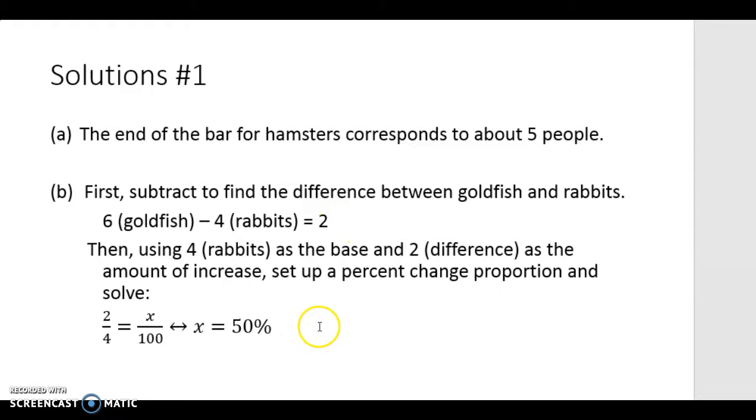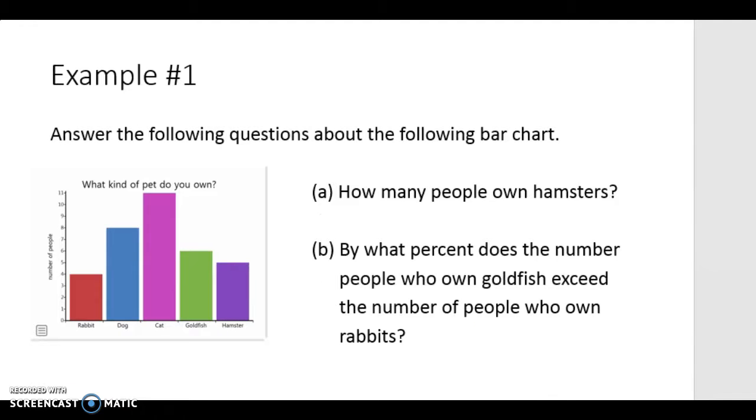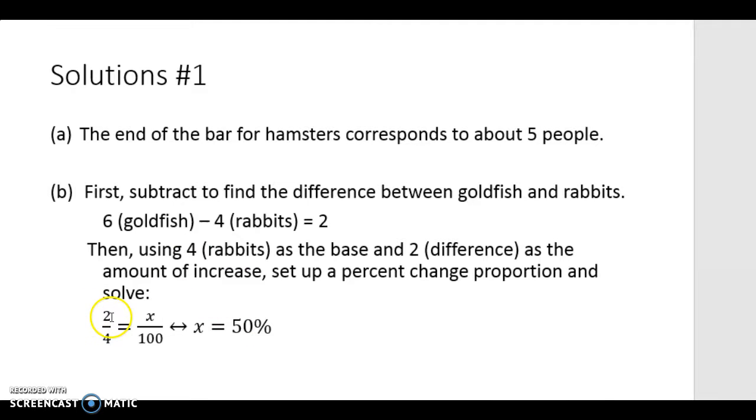Now we're going to set up a proportion using the difference over the rabbits, which in this case is the smaller amount, and it's also because the word "of" corresponds to the bottom of that fraction. We learned that from a different section on proportions. So we set up the difference over the quantity that we are comparing. We set that up as an x over 100 in order to find the percentage, and in this case the percentage is 50%. So the answer to that is 50%.